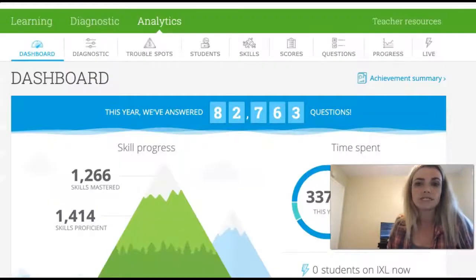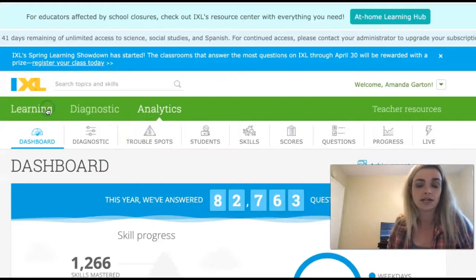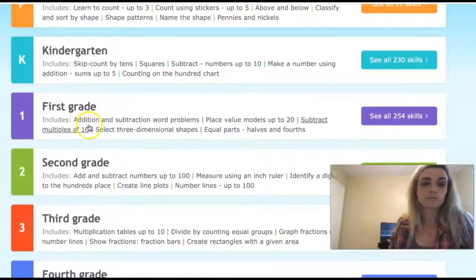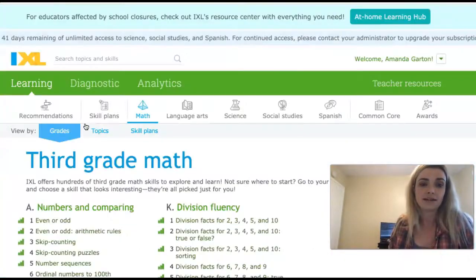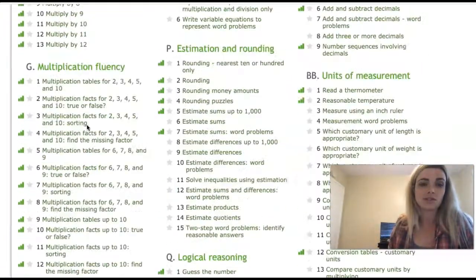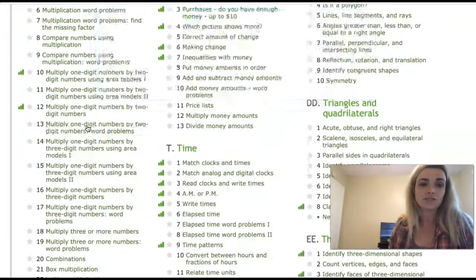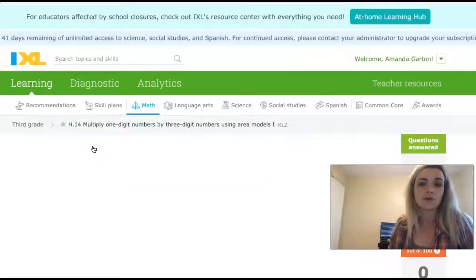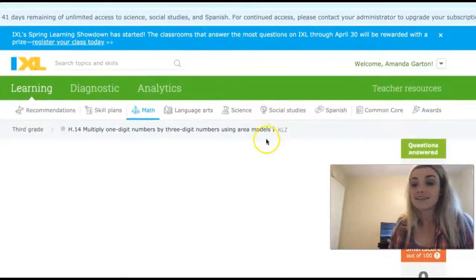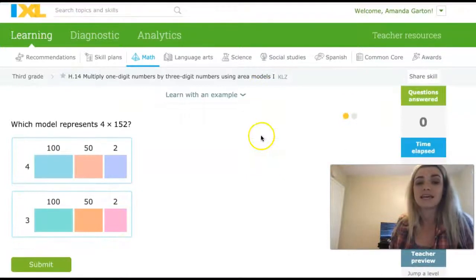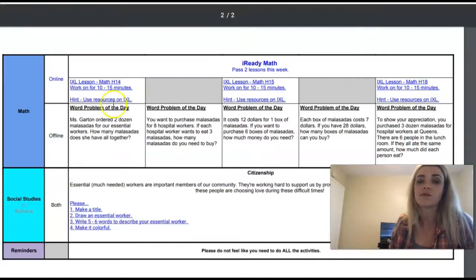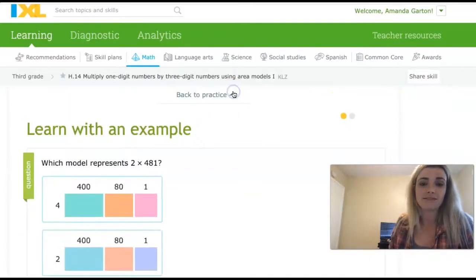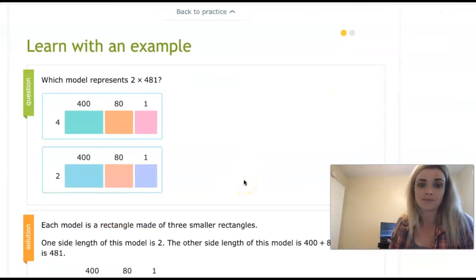So H14, I'm going to go to learning, and then 3rd grade, and then I'm going to scroll down to H14, okay? So here I'm loading up H14. Now these are tricky ones, okay? These will take you a little bit longer. That is specifically why we said on here, use resources on IXL. So you have this button right here, learn with an example, okay?